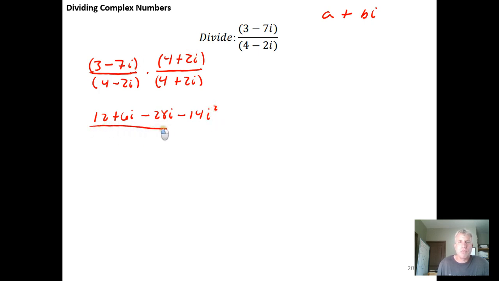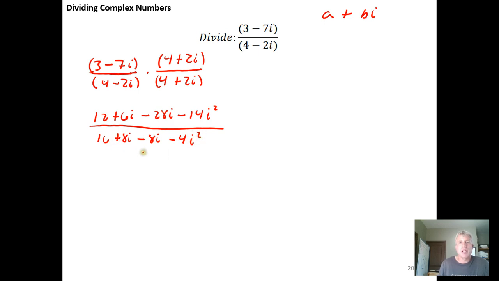And this is all over 4 times 4 is 16. 4 times plus 2i is plus 8i. Now I move to the minus 2i. Minus 2i times 4 is minus 8i. And minus 2i times plus 2i is minus 4, 2 times 2 is 4, and then i times i gives me i squared.